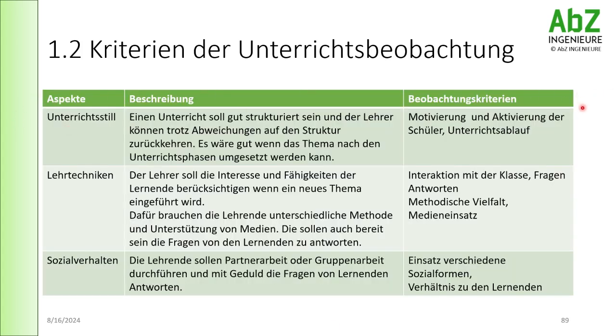So this tabular column, you can use it even for exams. On the left you have the aspect which needs to be observed, a short description, and then the criteria as to what needs to be evaluated or observed. First aspect is Unterrichtsstil. You are basically going to see, does the Unterricht have a structure and is the teacher competent enough to get back to the structure despite so many distractions while teaching.